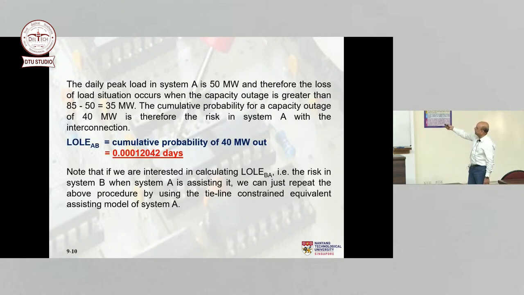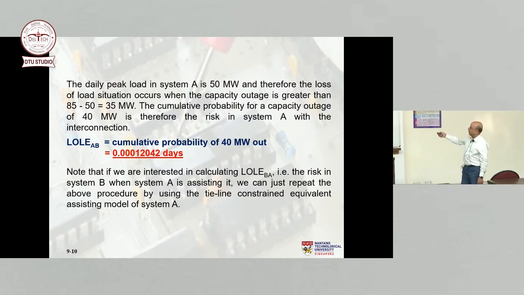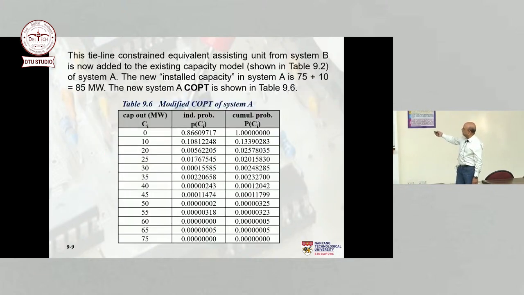So the daily peak load in system A is 50, and therefore the loss of load occurs whenever the capacity on outage is more than 35. Previously, when it was isolated, it was more than 25, right? Because the peak load was 50, the installed capacity was 75. So cumulative probability of capacity on outage greater than 25 megawatt would give us the risk. Now we have 35 megawatt reserve. So therefore, the loss of load expectation is 0.00012042, more than 35.